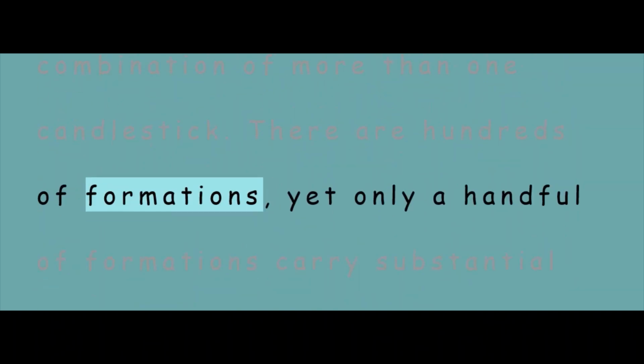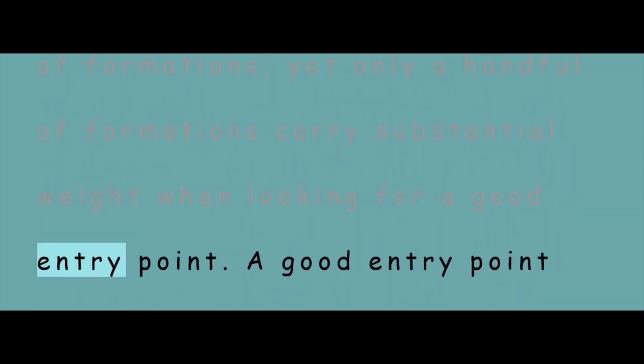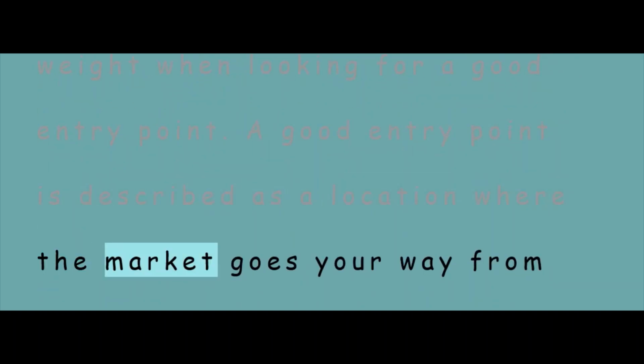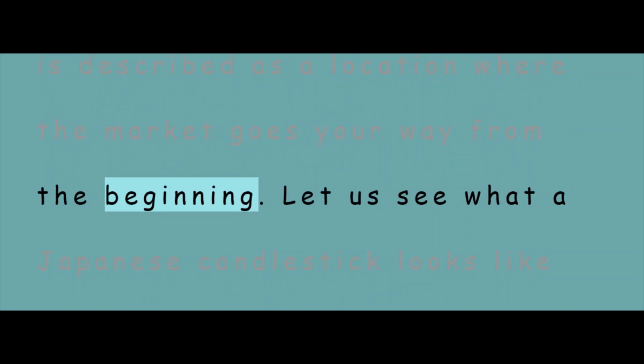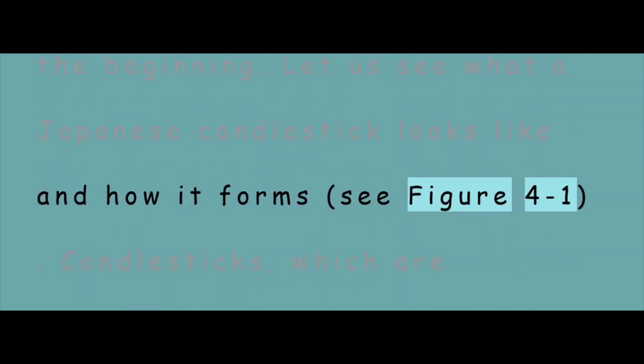There are hundreds of formations, yet only a handful carry substantial weight when looking for a good entry point. A good entry point is described as a location where the market goes your way from the beginning. Let us see what a Japanese candlestick looks like and how it forms, see figure 4.1.